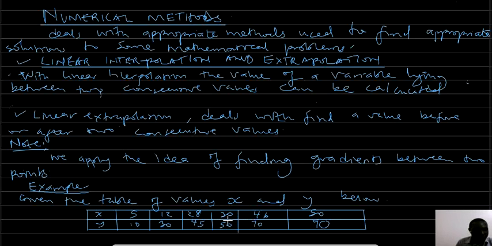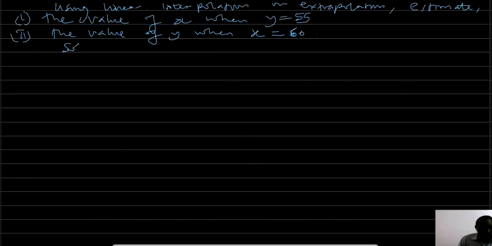So we are going to extract this part here. 55 lies in there, and we need the value of x up here. Solution: we extract x and y. From our table we have the value of x being 30, and the corresponding value of y is 50. Then on this side we have 46 and 70, and we know that 55 lies in the middle between 50 and 70. Then we need to find the value of x.